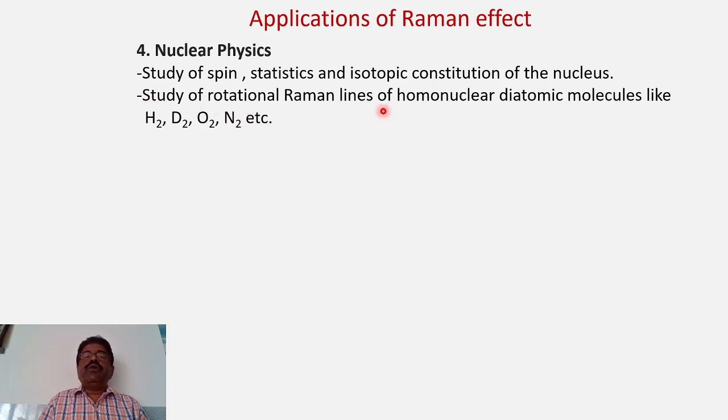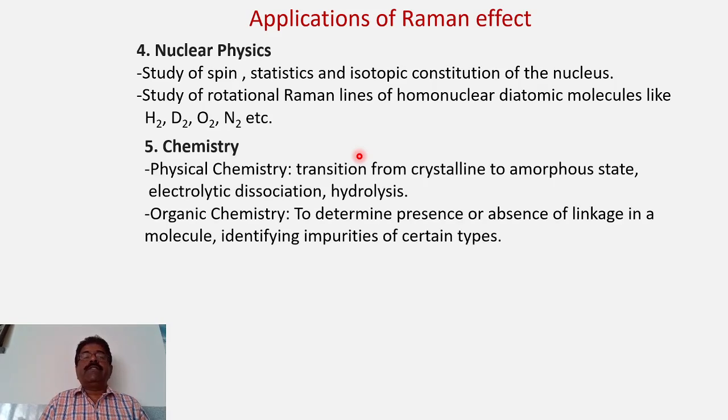So the rotational Raman lines of homonuclear diatomic molecules such as H2, D2, meaning deuterium, O2 and N2 can be studied. And in nuclear physics, you know that deuterium and its properties and applications are very important, and that can be studied by Raman lines.